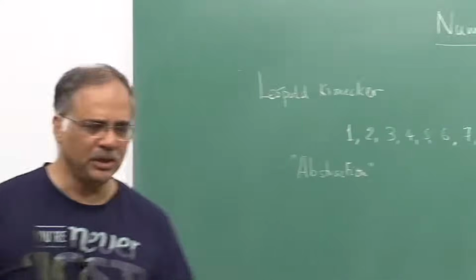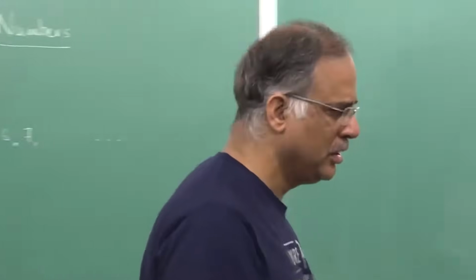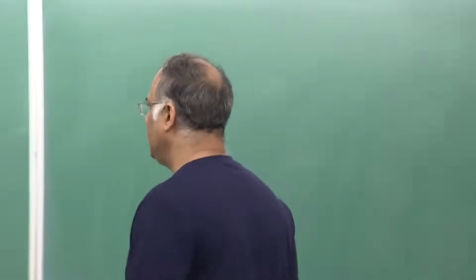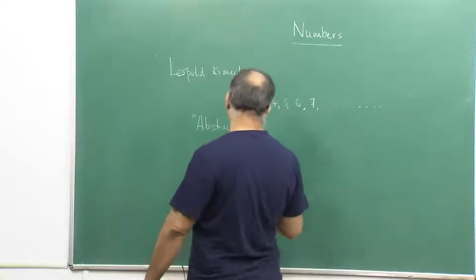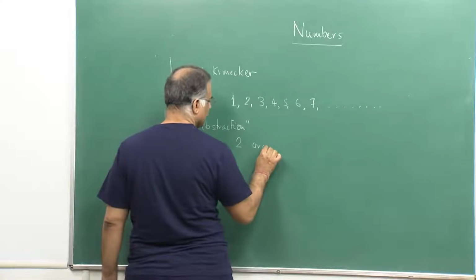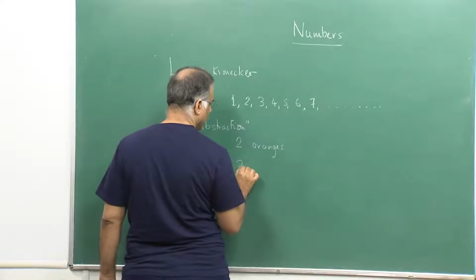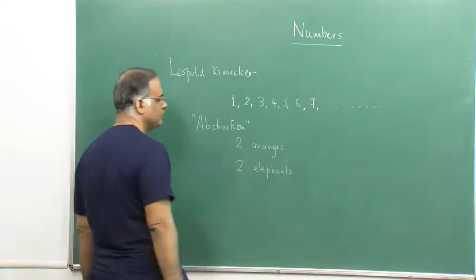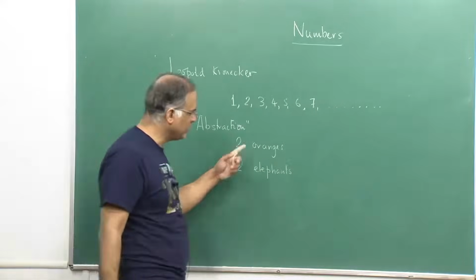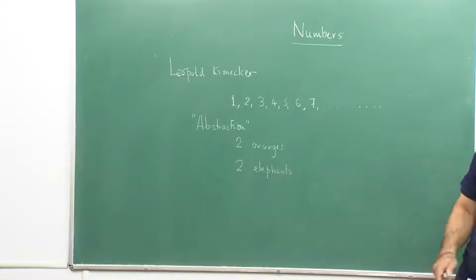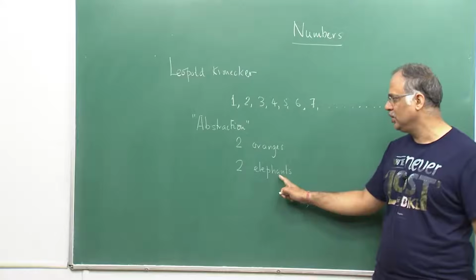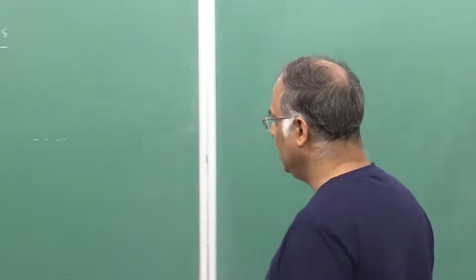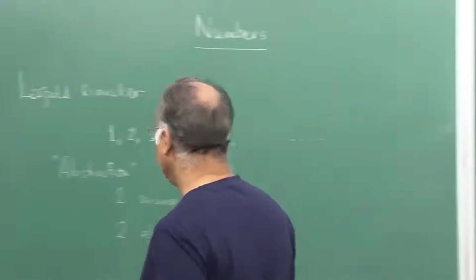So, what does abstraction mean? Abstraction means using a single symbol to represent different things. For example, if I talk about 2 oranges and I talk about 2 elephants, this same 2 is representing that quantity 2, the same symbol. So, it does not matter whether it is oranges or elephants. This is something we have to keep in mind, that it brings in the notion of abstraction.